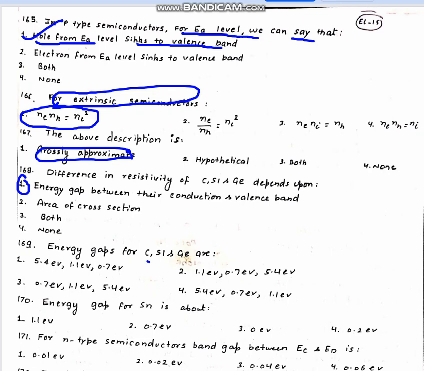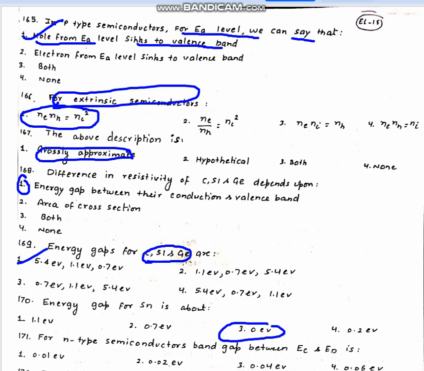Next is energy gap for carbon, silicon and germanium are. So this is corresponded by the first thing. Next is energy gap for stainless is about. So stainless is about metal. So it's 0 electron volt.